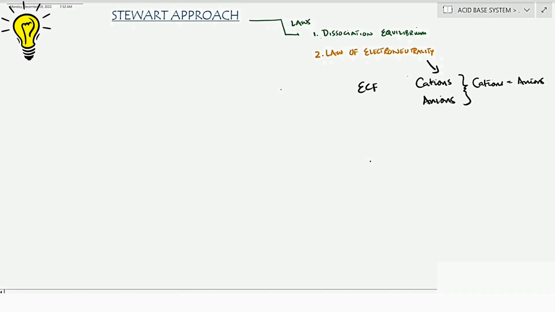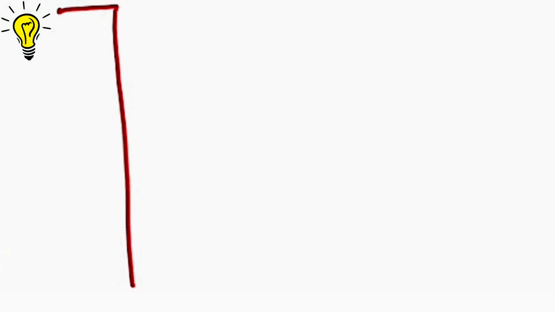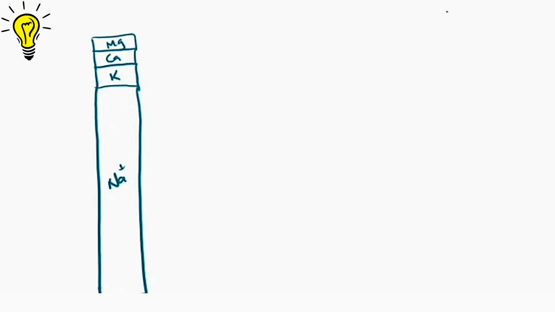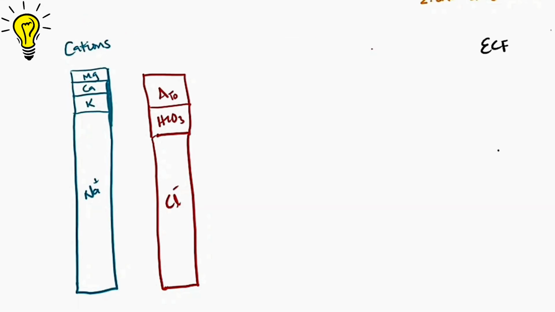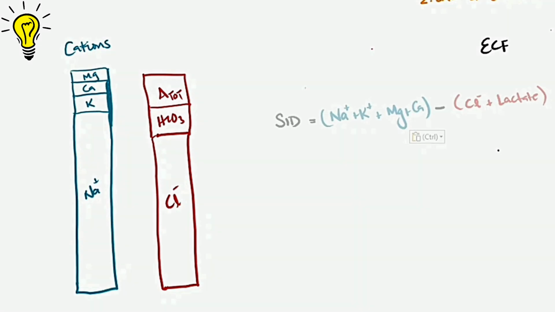So let's see strong ions now. Strong ions are the ones that completely dissociate in solution, like HCl, which completely dissociated giving off chloride. So chloride is a strong ion. Similarly, sodium, potassium, calcium, magnesium, these are all strong ions. Just remember, in the body, cations should equal the anions. So the difference between the sum of cations minus the sum of measurable anions is called the strong ion difference.